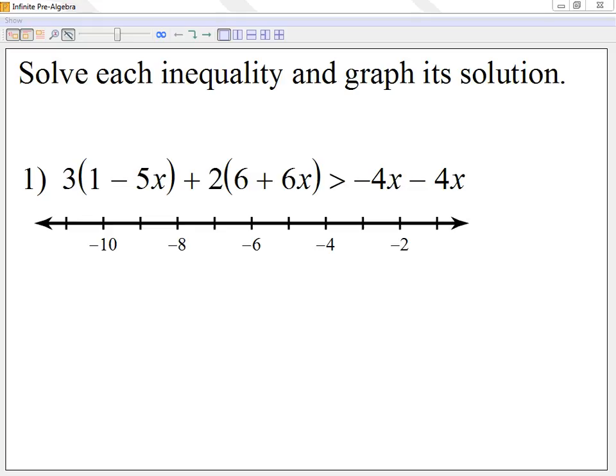Alright guys, so let's get ready for tomorrow's quiz. The inequalities. First thing we gotta do is get rid of parentheses. So I see more than one parentheses. I'm gonna multiply the number outside to the numbers on the inside. So I have 3 minus 15x.